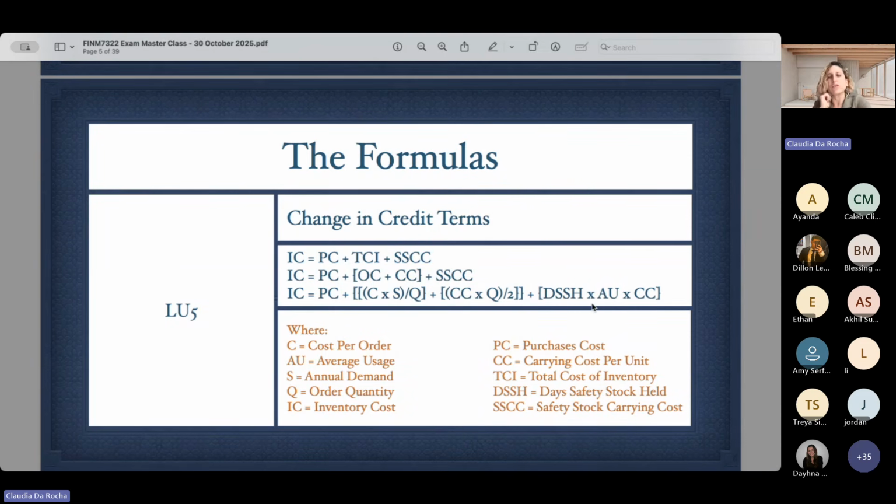With your safety stock, it's our standard safety stock formula that we covered in the previous masterclass: the days of safety stock held times your annual usage, which is what we learned in Learning Unit 4, times our carrying cost. So it's important that we do include the safety stock. I will be doing a question today that covers change in credit terms, and there we will go through how we will tackle this with safety stock.